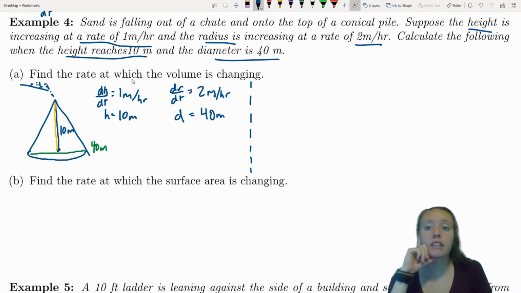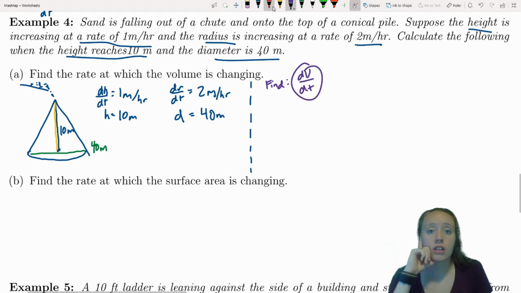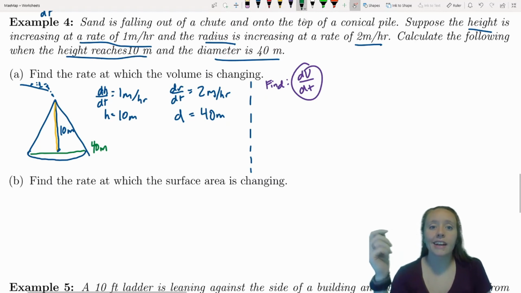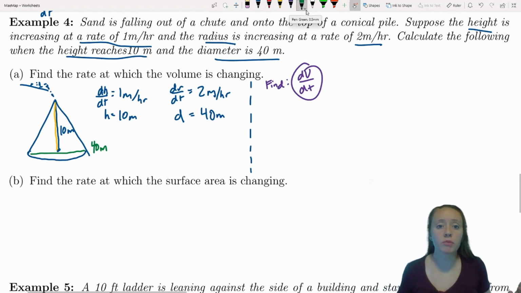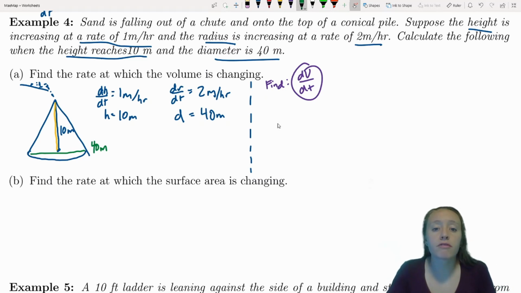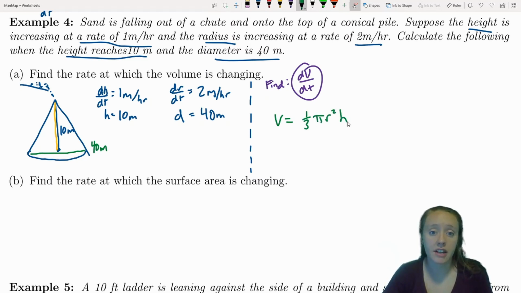For part A, I'm trying to find the rate at which the volume is changing. So what I'm trying to solve for is that dV/dt. That's what I'm solving for. So in order to do that, I need to somehow have some volume formula so I can take the derivative to get dV/dt. So my volume for a cone is 1/3 pi r squared h.